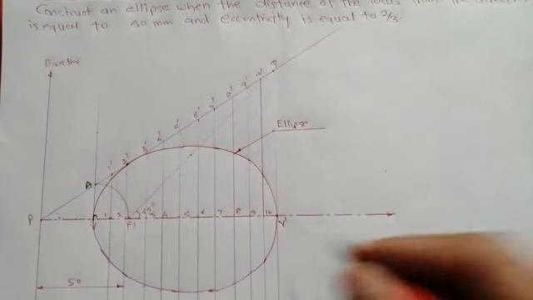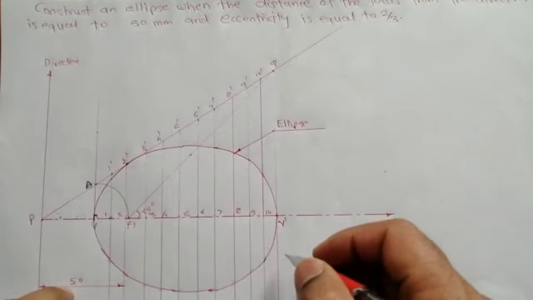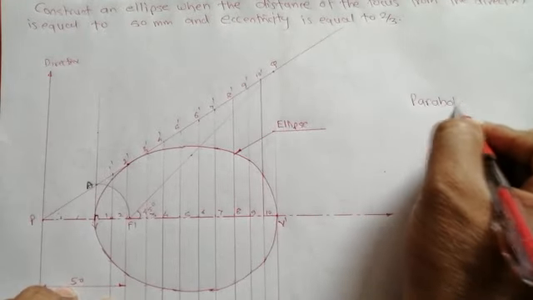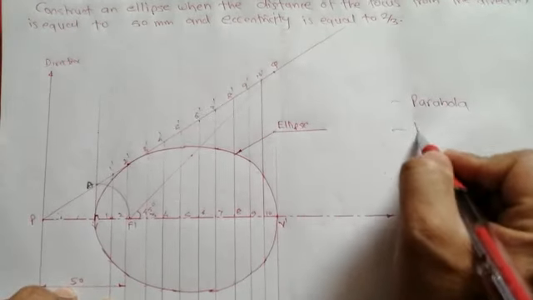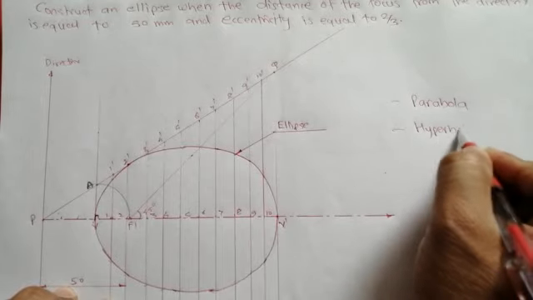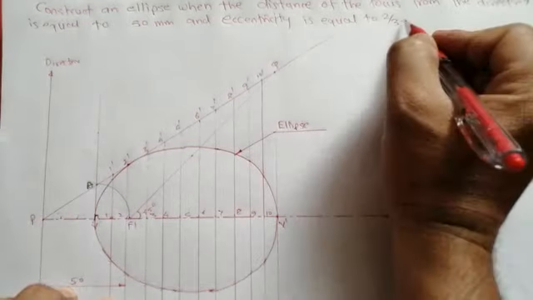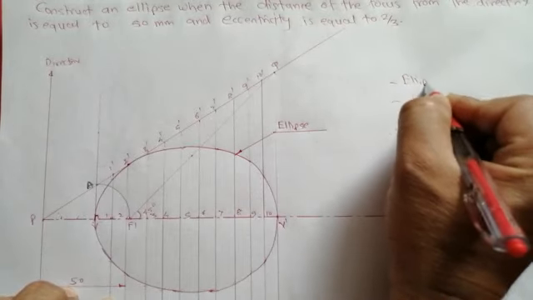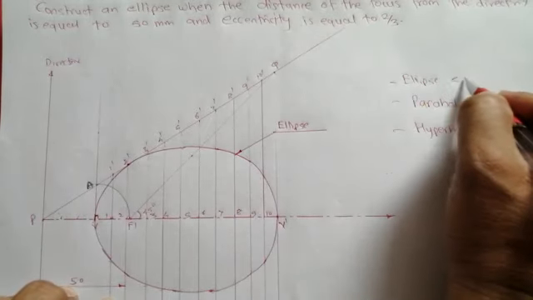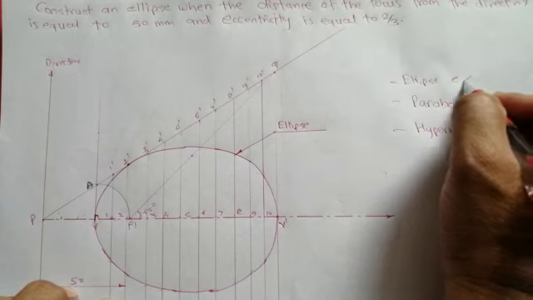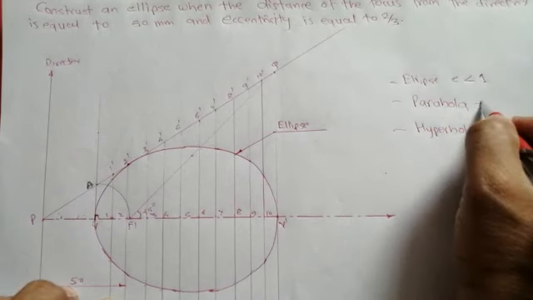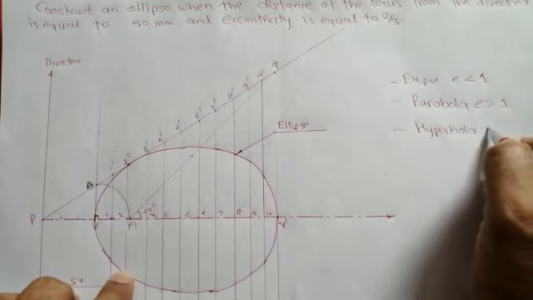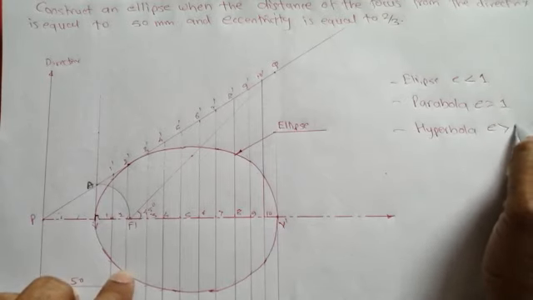Now similar to this, the same method is to be used so as to draw parabola and hyperbola. For ellipse, the eccentricity E is always less than 1. For parabola E is equal to 1. Eccentricity is 1, and for hyperbola eccentricity is greater than 1.